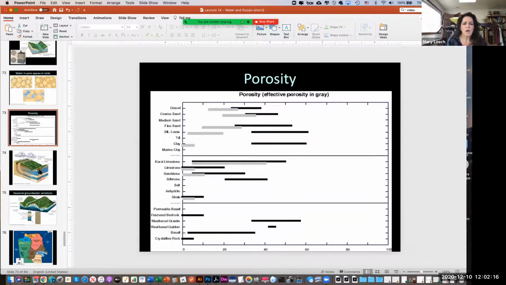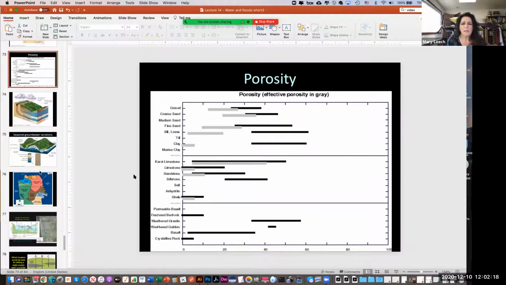Okay, not all rocks can be aquifers. It kind of depends on the porosity of the sedimentary rock. If you've got, so down, it's porosity on the x-axis and different rock types on the y-axis, okay?